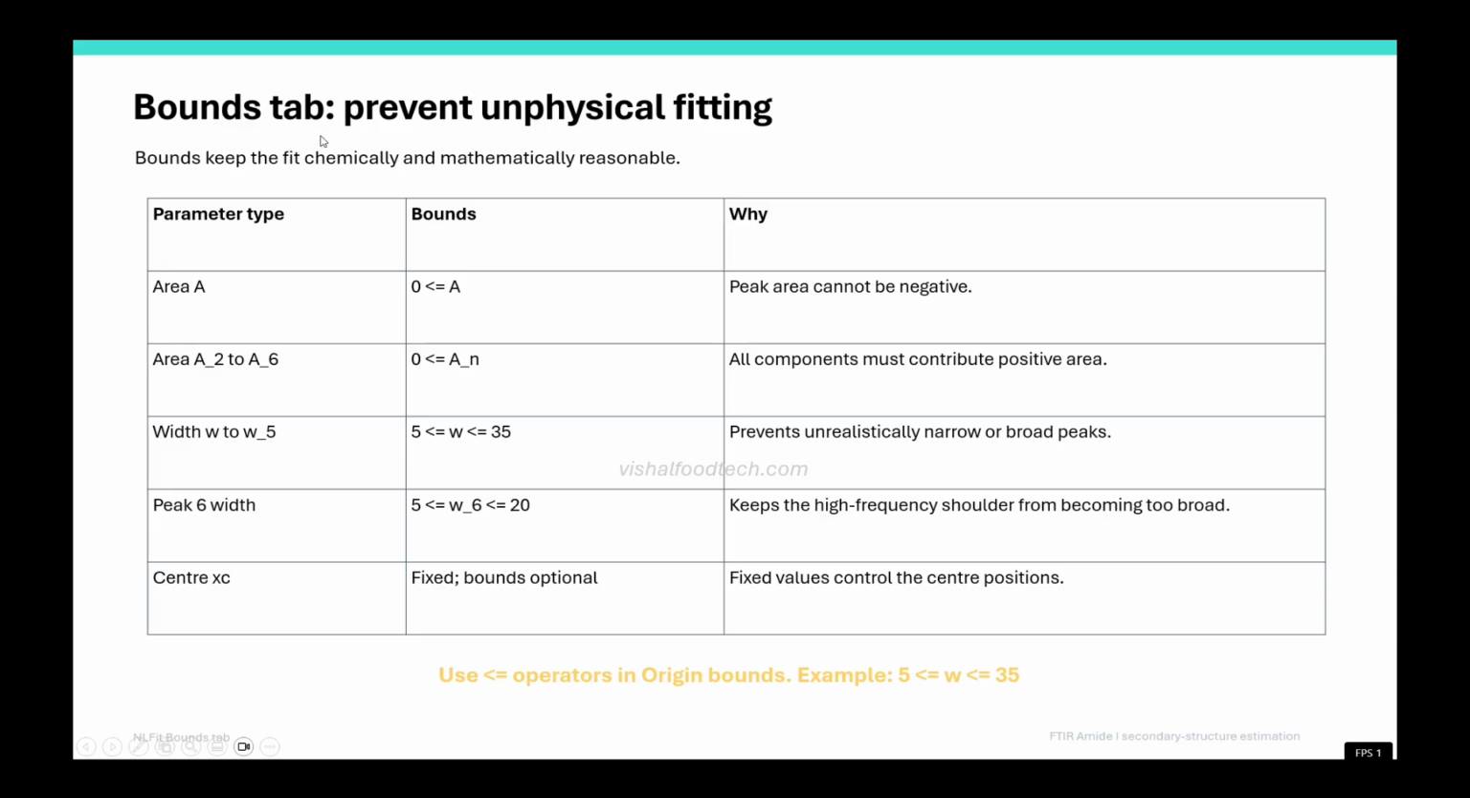So why is the bounds tab done? Because it prevents the unphysical fitting. Bounds keep the fit mathematically reasonable. So what we have to do is, all the areas should be more than or equal to 0, because the area cannot be negative.